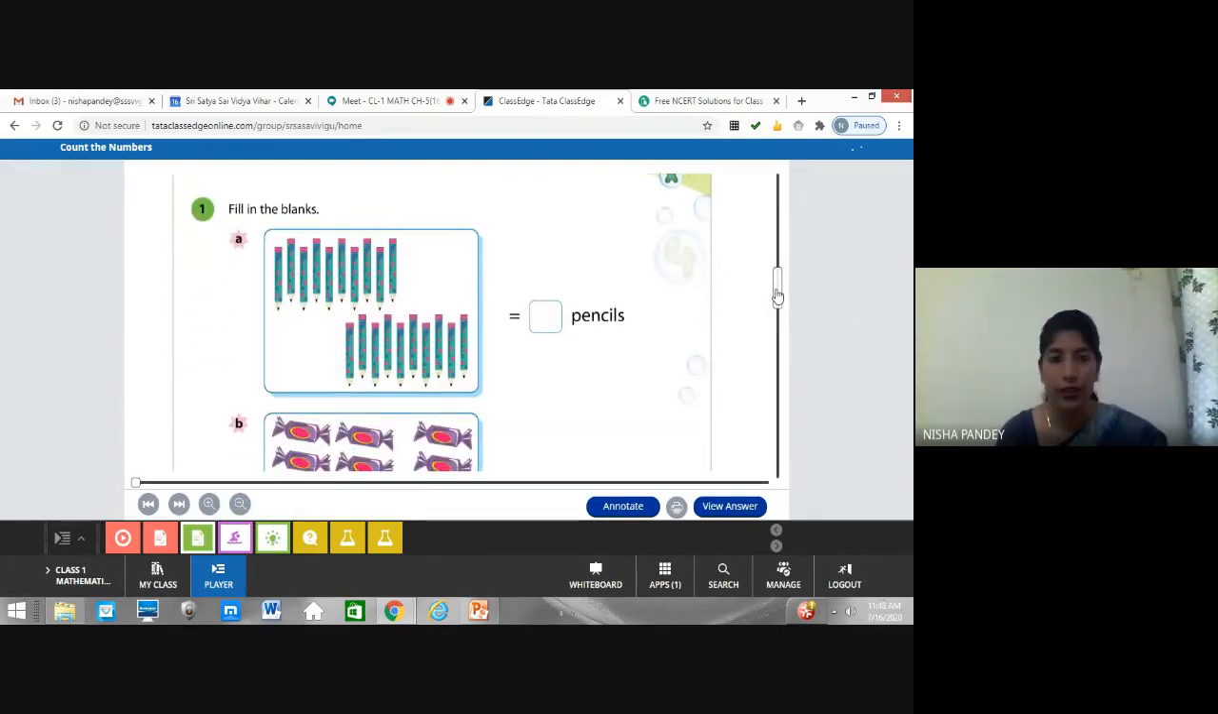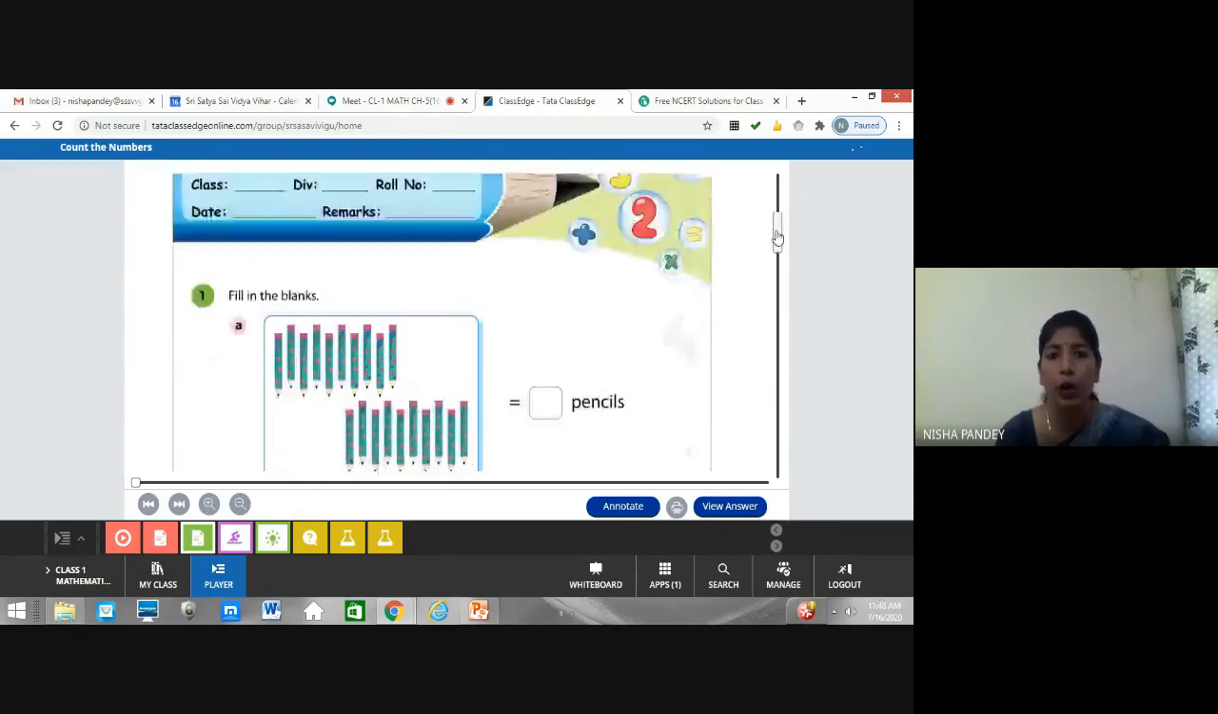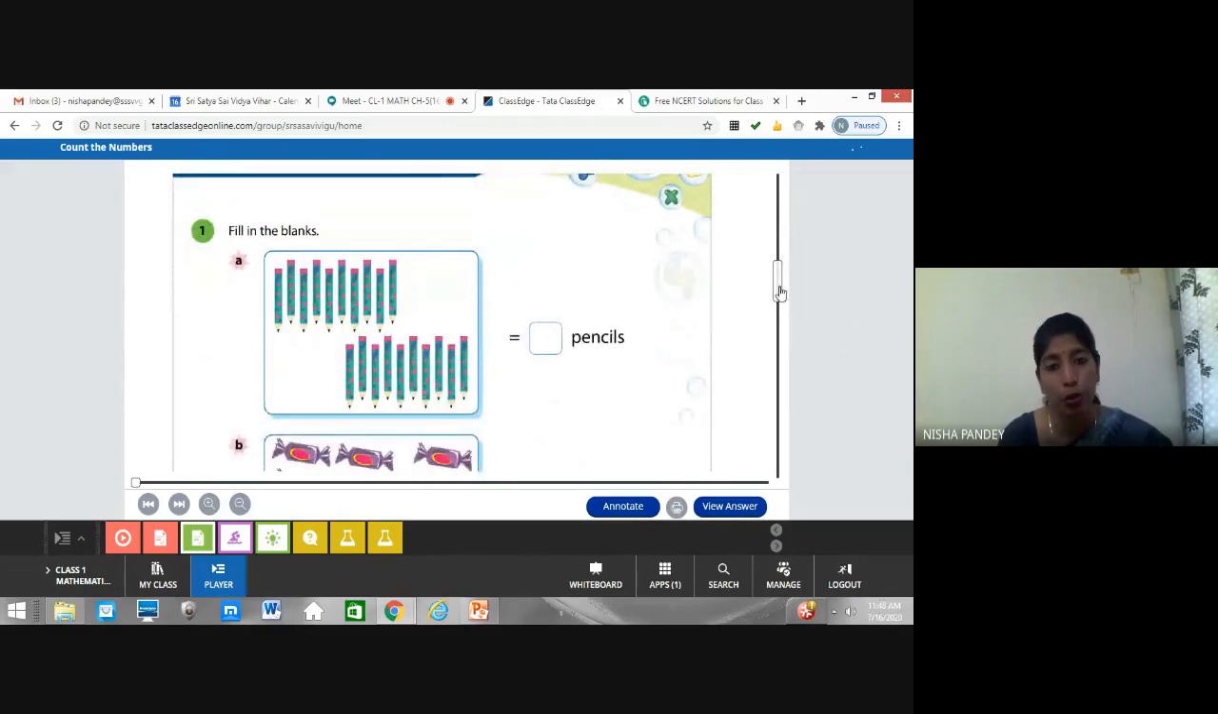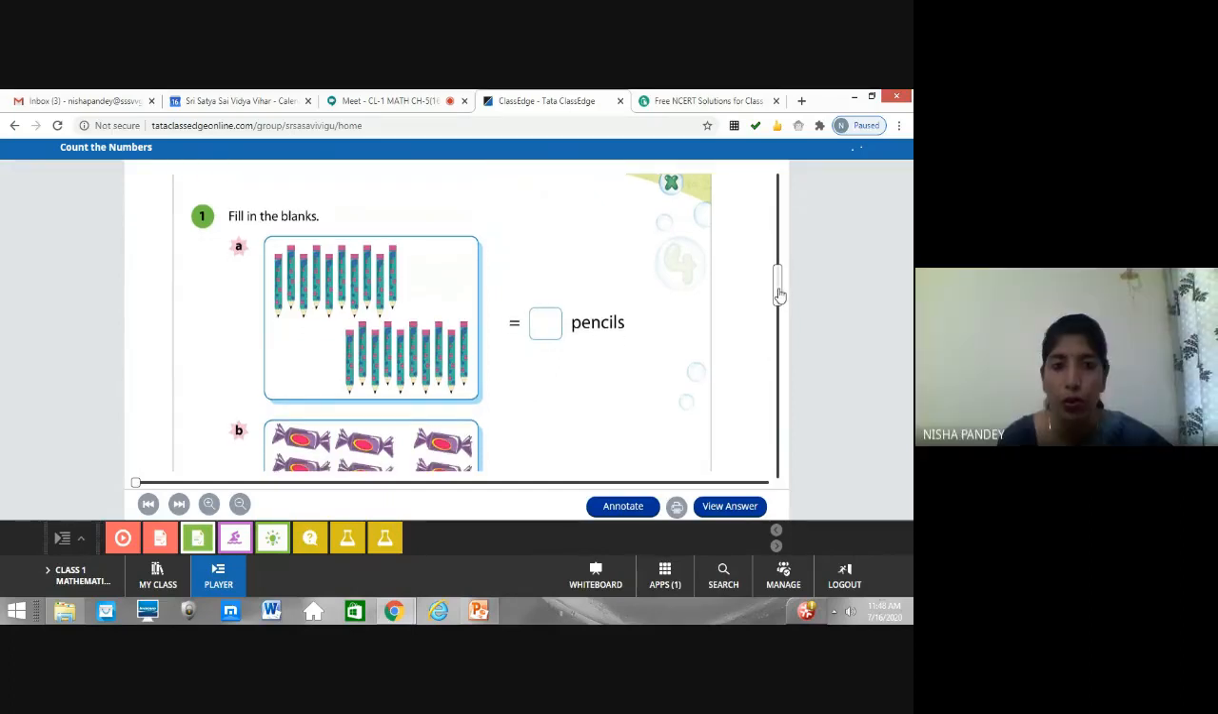Yes, you simply have to count here. See, children, you should be able to count till 100, right? Though this is a chapter of 10 to 20, you have learned counting till 100, I think, in upper KG classes, so you should be able to count quickly, right? Now, let's see the question.